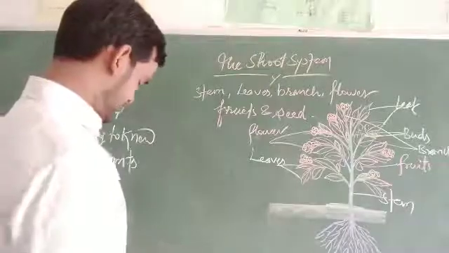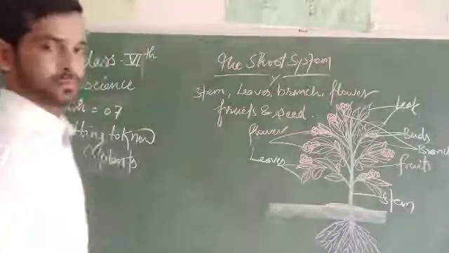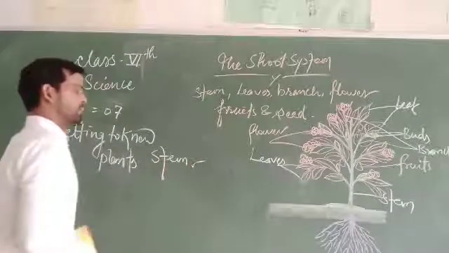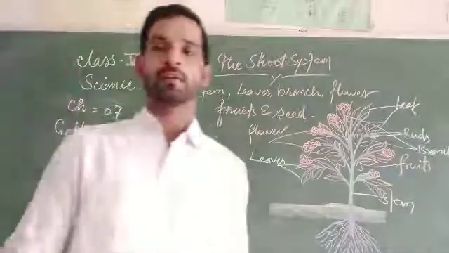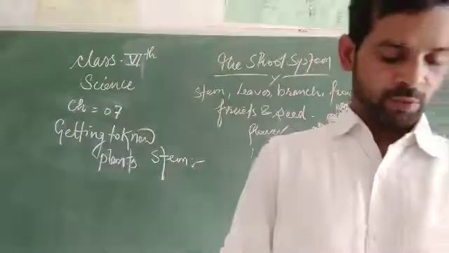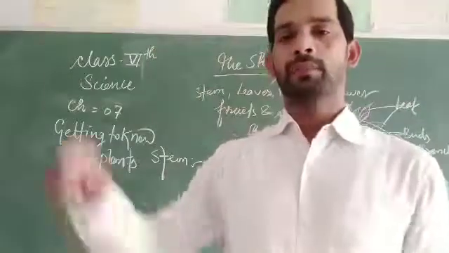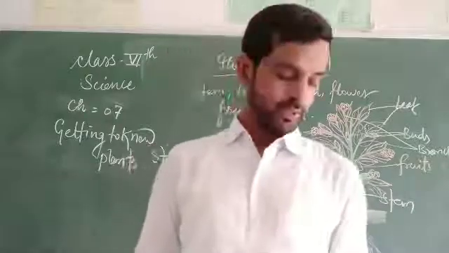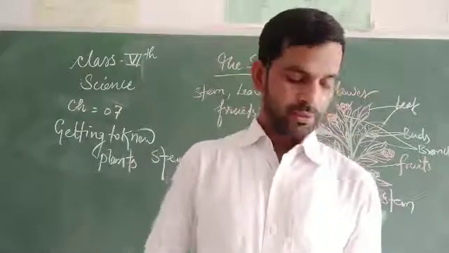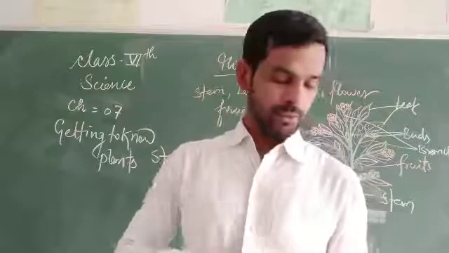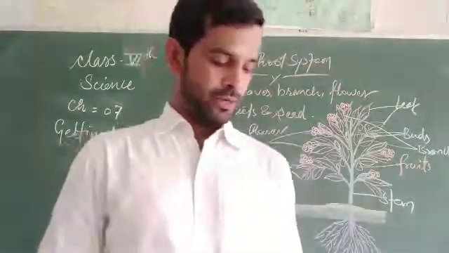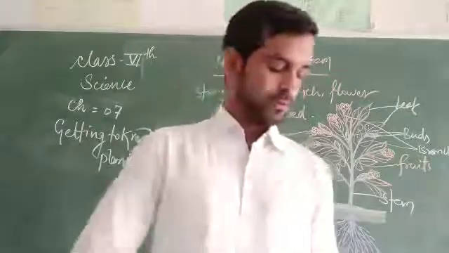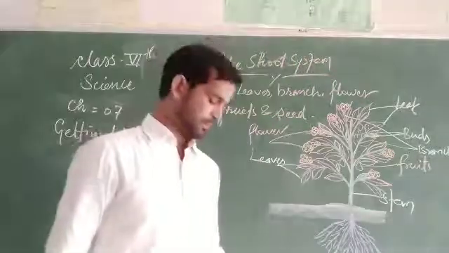First one, stem. What is the stem? Stem is actually the woody part of the plant that plays a very important role in anchoring and standing, giving support and protecting the plant. It is the upper part of the plant. The stem gives rise to a number of branches that bear leaves, flowers, and sometimes fruits.